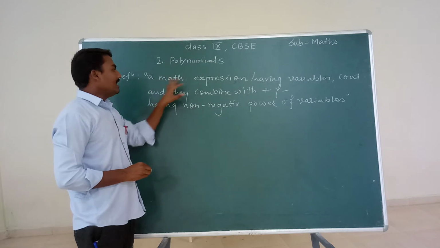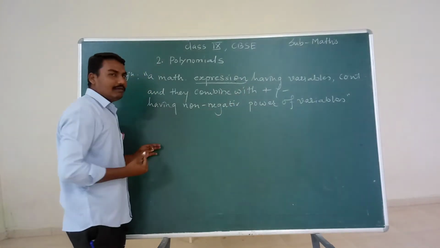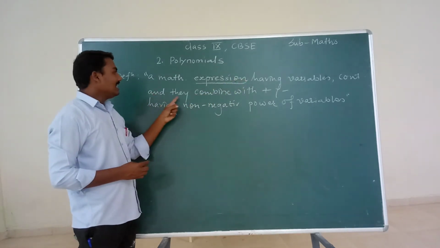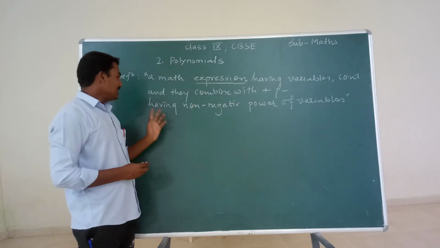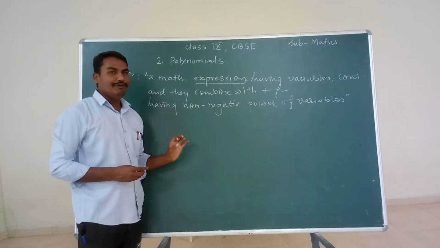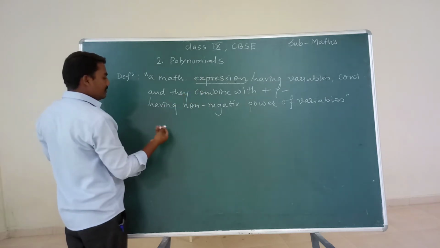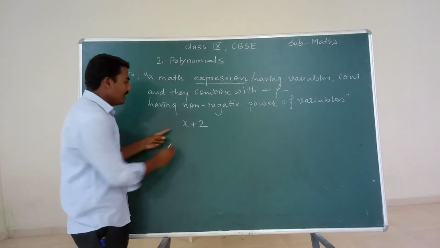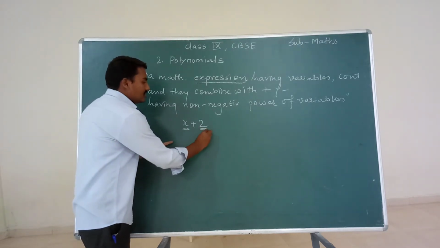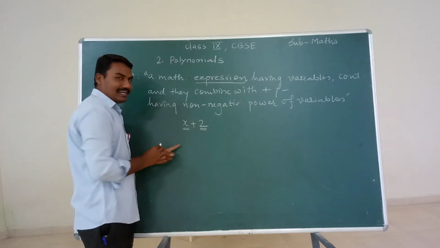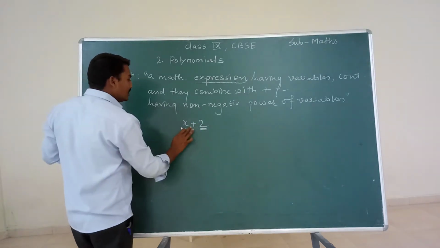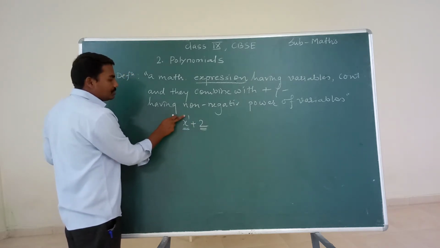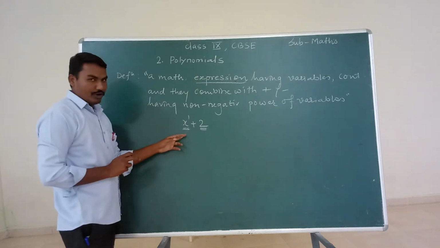Polynomials are nothing but the mathematical expressions having the variables, constant, and they combine with plus or minus sign having non-negative power of variable. Okay. Mathematical expression means, suppose any expression x plus 2. It is a mathematical expression having the variables. X is variable, 2 is constant, means number, combined with plus or minus sign, here plus, and having the power non-negative, means power of variable, here power is 1 and which is positive. If the power is negative, it is not a polynomial.